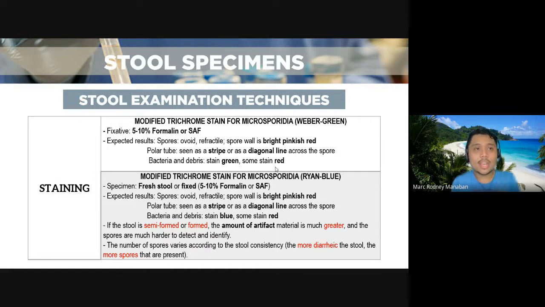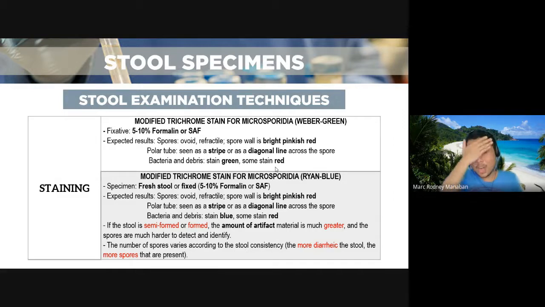So if you use Weber green, the background is green, and the bacteria and debris are green or maybe red. And for Ryan blue, of course, it's in the name, blue, okay? The bacteria or debris are blue, and may also be colored red, okay? But the main difference is really the background. But the spores themselves, the microsporidia themselves, they appear the same color in both procedures. They appear bright pinkish red, okay?